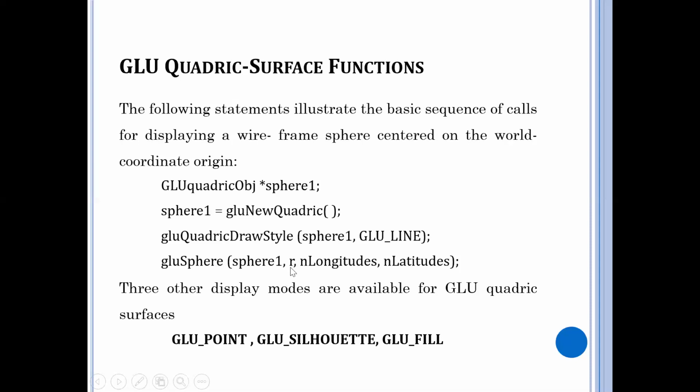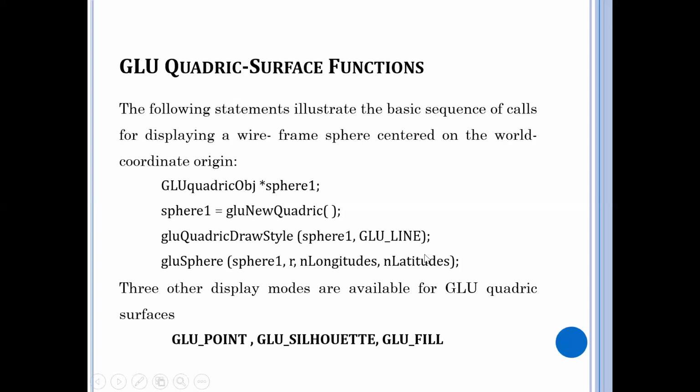If you remember, sphere takes in 3 arguments: the radius, longitude and the latitude, and R here represents the radius of the sphere. And what is the name of our sphere? It is sphere 1. And then here we have the longitude and the latitude, which represents the number of lines across the longitude and latitude.